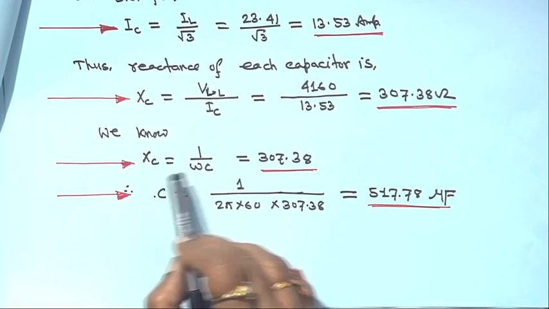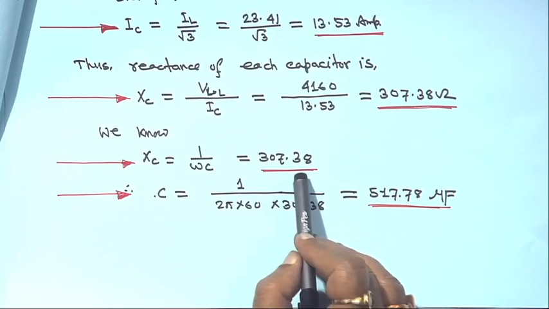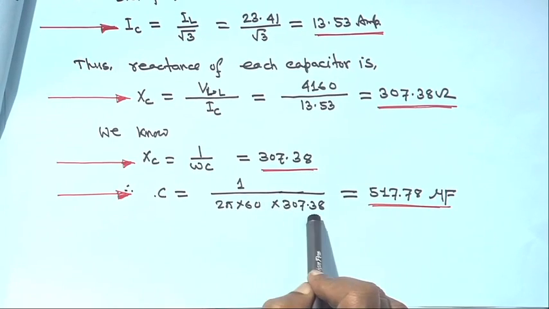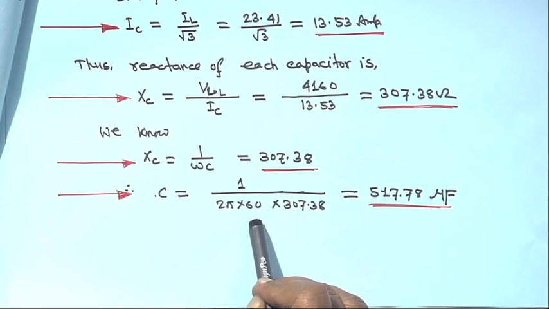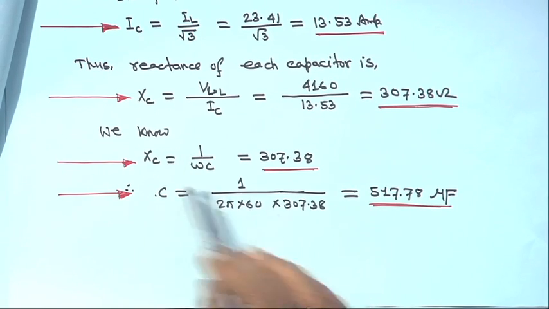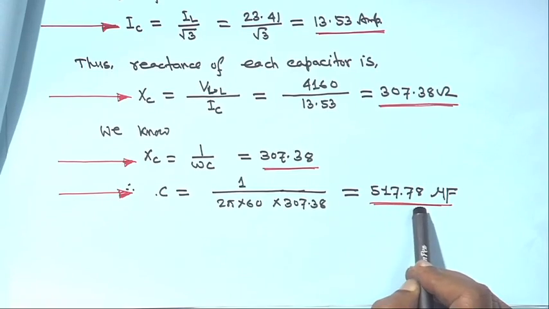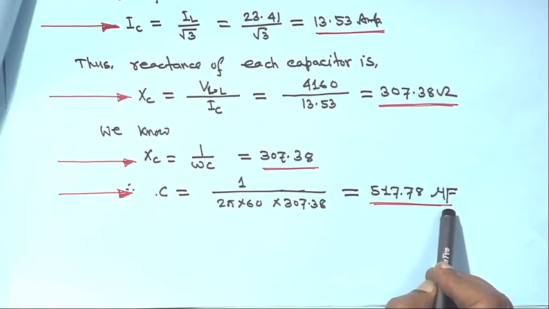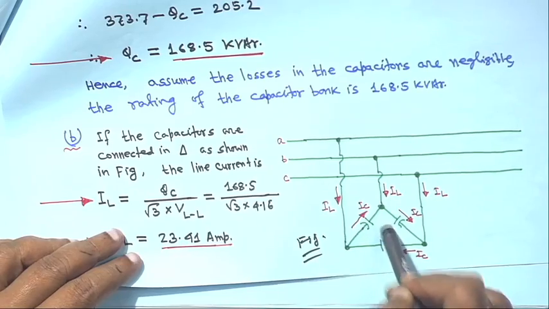And we know that Xc is equal to, in magnitude of course, 1 upon omega c, and this is equal to 307.38. If you solve this, omega is 2 pi f, f is 60 hertz, and c is equal to 1 upon omega into Xc. So, with 307.38, you will get 517.78 microfarad, the c value. That means this capacitance value is in microfarad, right.